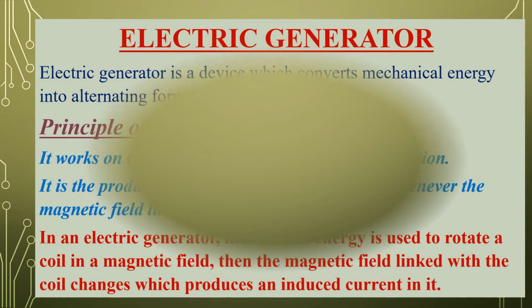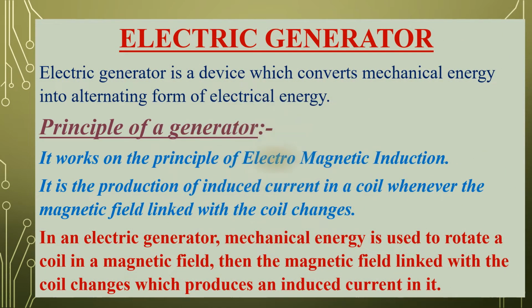An electric generator is a device which converts mechanical energy into alternating form of electrical energy. A generator is used in power stations to produce large amounts of current for use in homes and industry.